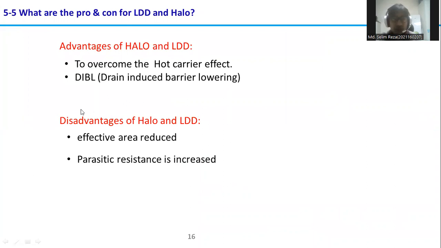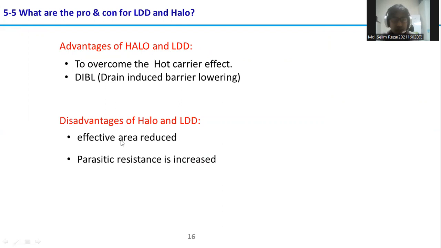And now, what are the pros and cons of the halo and LDD? If we apply the halo, definitely it will reduce the drain induced barrier lowering. And if we apply the lightly doped drain beside the source and drain, it will overcome the hot carrier electron effect. So these are the two advantages of the halo and LDD layer. But everything has positive and negative effects. So its negative effect is that it reduces the effective area.